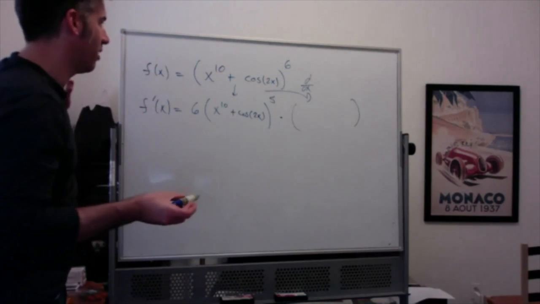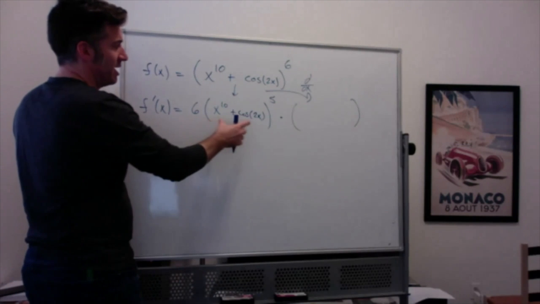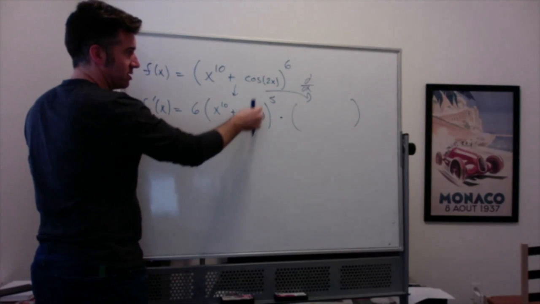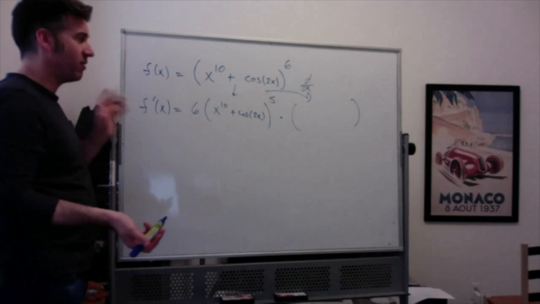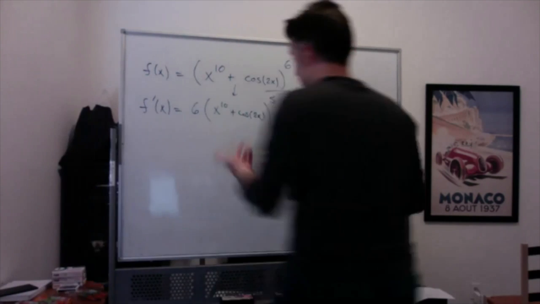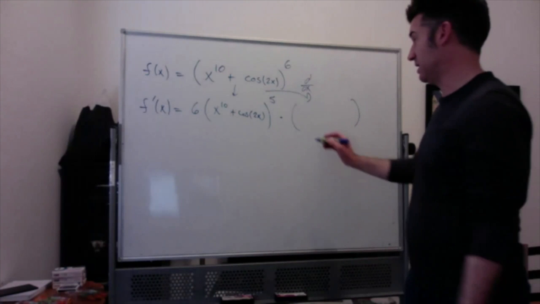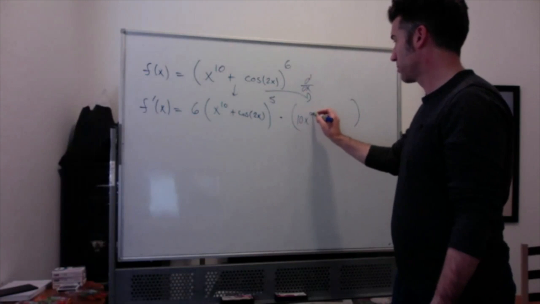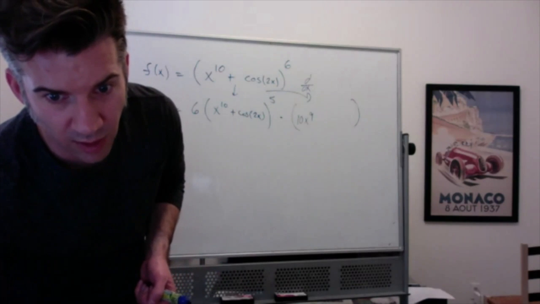So here's what we've got so far. We've got 6 times x to the 10th plus cosine of 2x to the 5th. And then we're going to multiply by the derivative of x to the 10th plus cosine of 2x. The derivative of x to the 10th is straightforward. It's 10x to the 9th. The derivative of cosine of 2x, we actually have to be a little bit more careful.